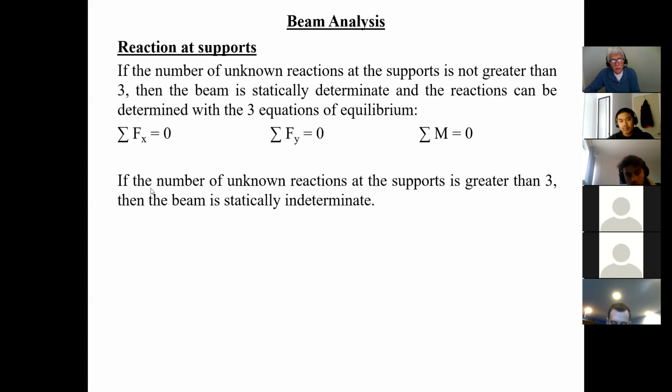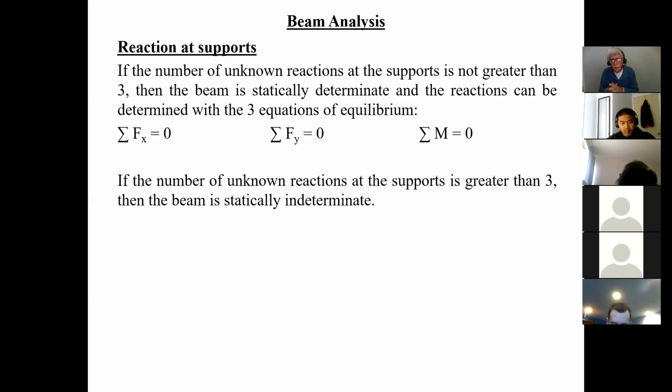So basically, if the number of unknown reactions at the supports is greater than 3, then the beam is statically indeterminate. Because you have more than 3 unknowns, you only have 3 equations to solve it. You can't solve it by simple statics. You're going to have to find a way of manipulating it. Now, I'm going to teach you one way today, by the combined beams. I'm going to show you other ways in the following weeks using the principle of superposition. And then ultimately, when it becomes too statically indeterminate, I'll show you how to use ADA, and ADA solves all your problems.